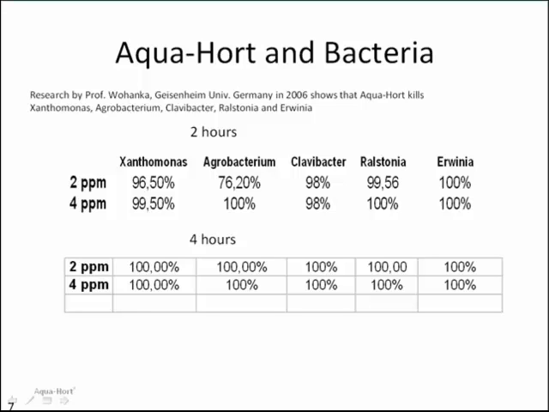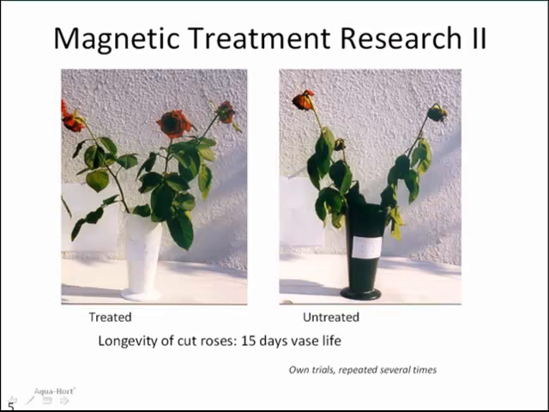These tests were done at 2 hours and at 4 hours, and under different amounts of copper, 2 parts per million and 4 parts per million. Also, the magnetic treatment has had extensive research. Here we have roses that are treated with ionized water and untreated. The longevity of the roses was increased by 15 days just being placed in the vase.